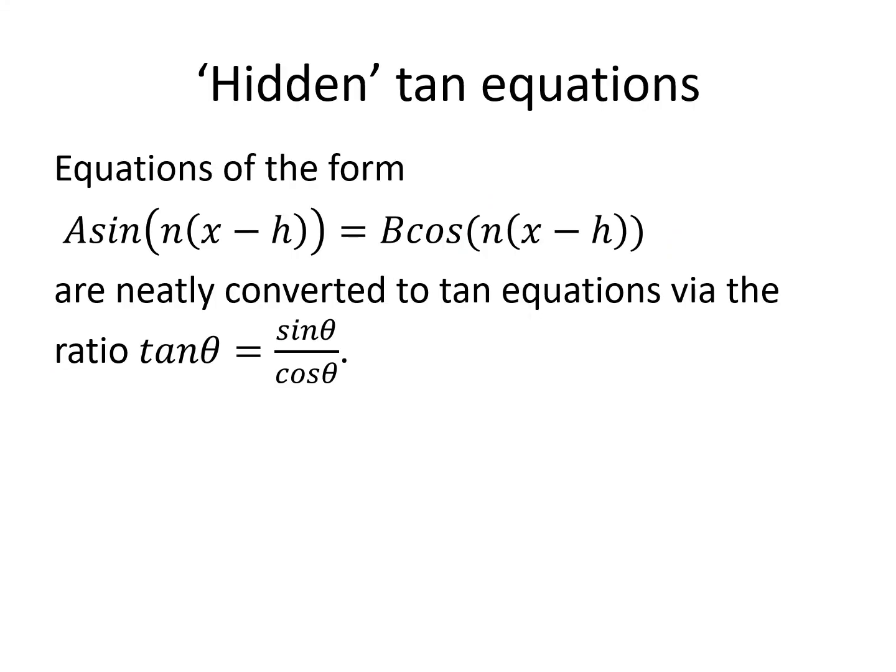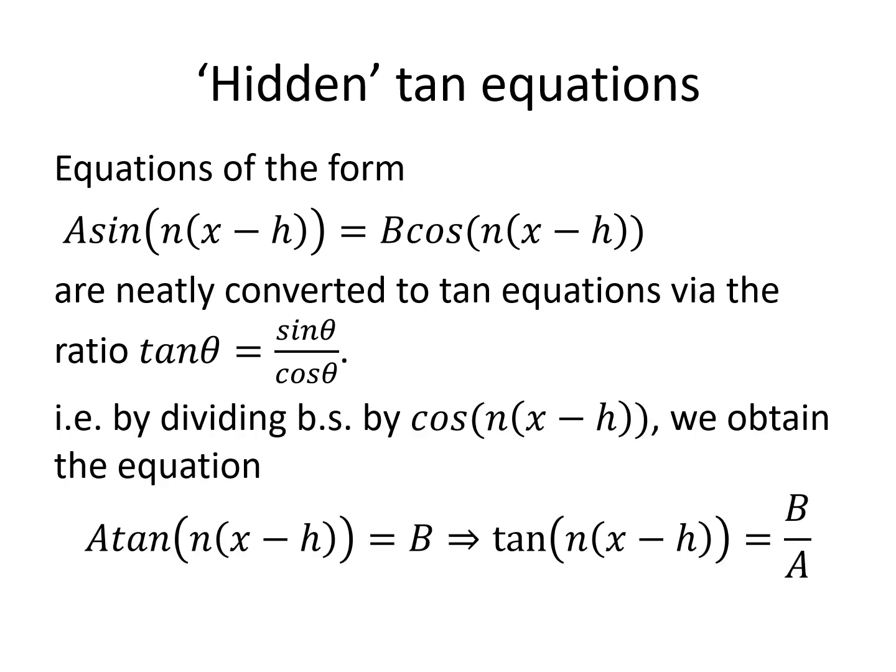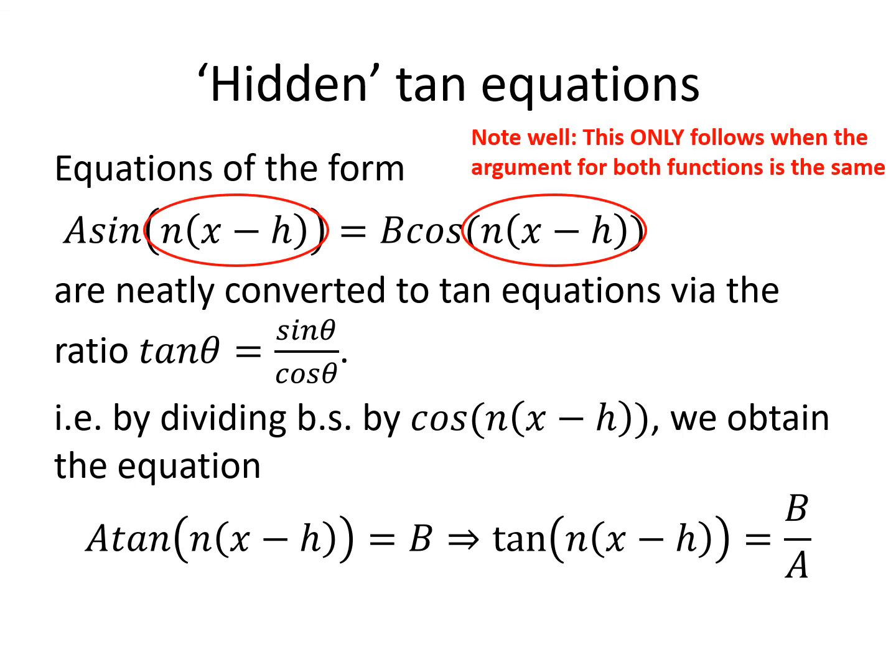Okay, this is the last one to highlight before you complete the worksheet that will appear in Teams for you guys. Okay, so basically when you've got some multiple of sine equals to some multiple of cos, and the key is that they have the same argument. Okay, so this approach only works when it's the same argument. Then what are you going to do? You're going to divide both sides by cos and convert the equation to a tan equation.